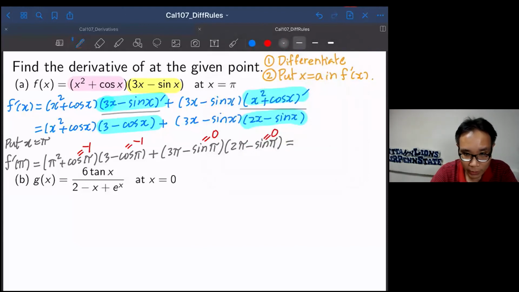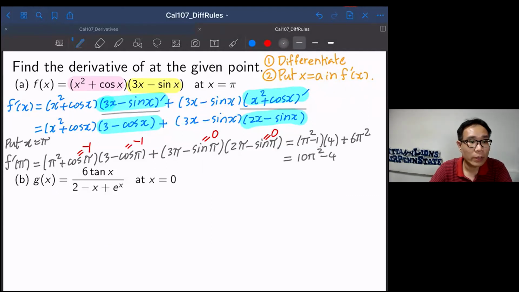So you get pi squared minus 1 times 4, and you have 3 pi multiplied with 2 pi, so you get 6 pi squared. So this is your answer, or you may simplify it to 10 pi squared minus 4. Okay, so this is how we do this example. This one is putting x equal to pi at the end.